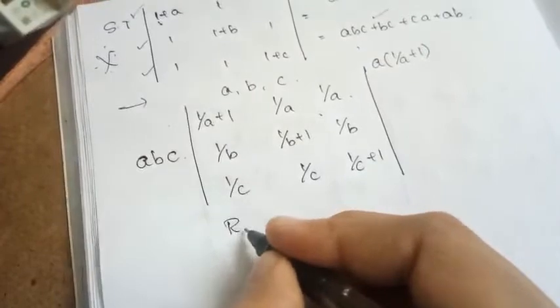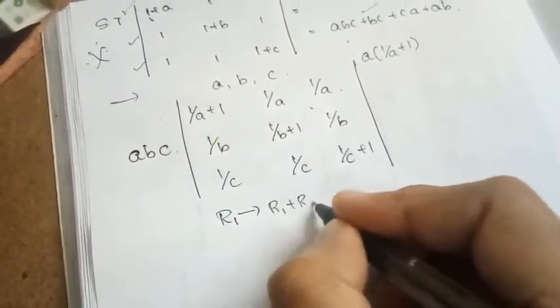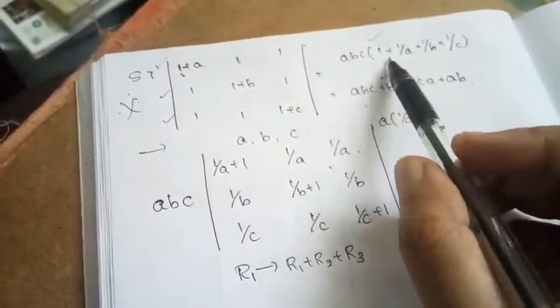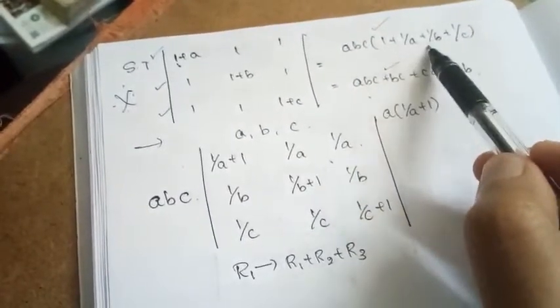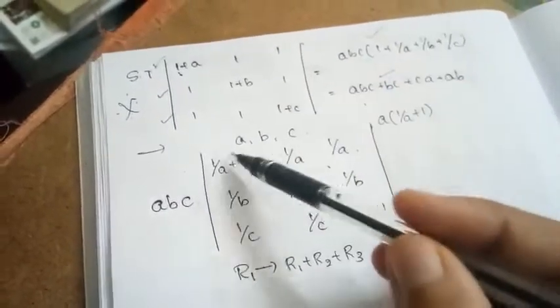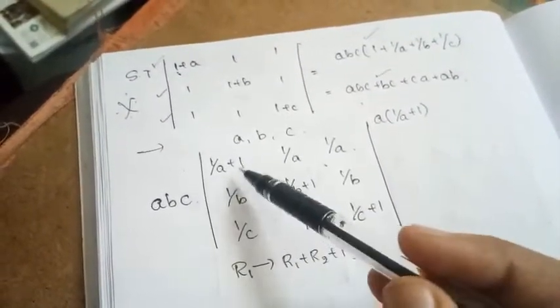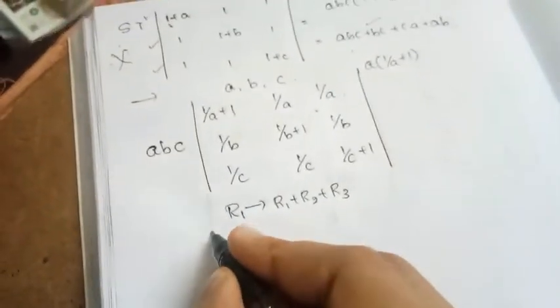After this, I will use one of the row operations, that is R1 implies R1 plus R2 plus R3. Why am I using this row operation? Because you see here in the RHS, look what we needed: 1 plus 1 by A plus 1 by B plus 1 by C. If I do R1 implies R1 plus R2 plus R3, we are going to get this term. So I used that row operation.